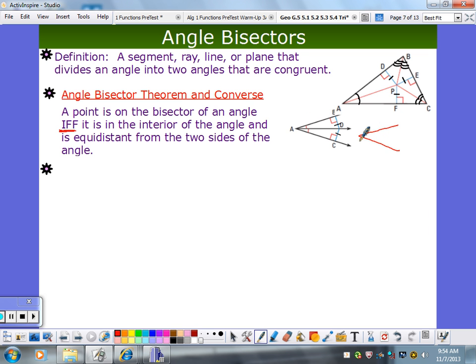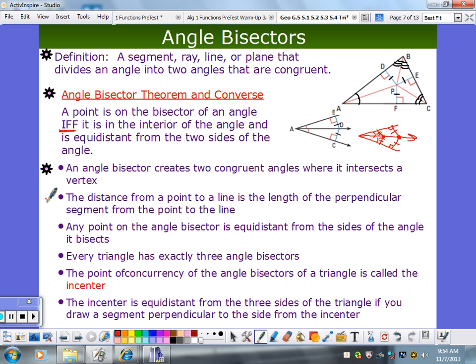So you draw an angle, you make its bisector, and then if you take a point on the bisector itself and you drop a perpendicular line, because that's how you get distance, they are going to be congruent. No matter where you pick, you're going to have congruence. Okay? So let's see, what do we know here? An angle bisector creates two congruent angles where it intersects the vertex. The distance from a point to the line is the length of the perpendicular segment from the point to the line. Oh, yeah, that's this. Any point on the angle bisector is an equal distance from the sides.